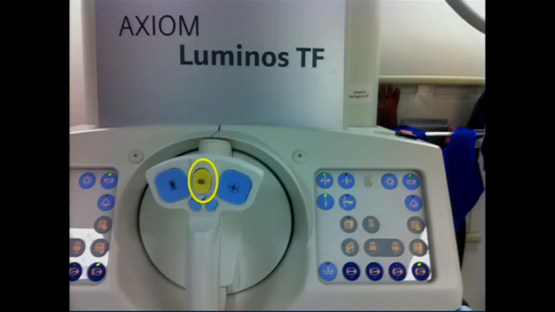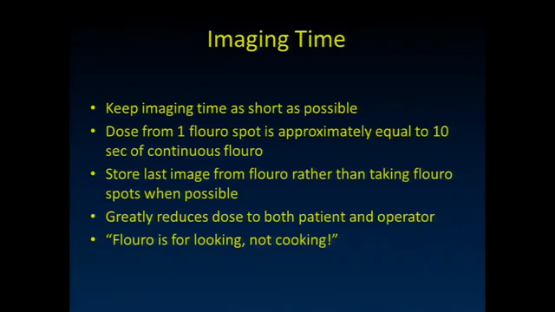So certainly use the fluoro spots if you need a better quality image, right? You need an image with less noise to really show a structure very well that you're not seeing well at the lower dose levels of fluoro. But do that very sparingly and use that last image hold feature whenever possible.